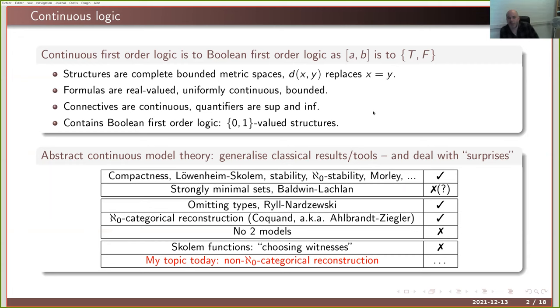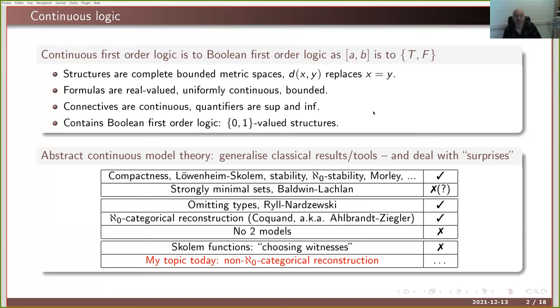Okay, let's go in another direction. The omitting types theorem, again stated correctly, essentially goes through as is. The Ryll-Nardzewski theorem goes through as is, again when phrased correctly. I guess I should call it in that context Ryll-Nardzewski-Henson. And so you get to aleph-zero categorical structures, and you get to aleph-zero categorical reconstruction. That's in classical logic, proved by Coquand, published by Ahlbrandt and Ziegler, as far as I can understand the history, and that was generalized to continuous logic, again without much problems.